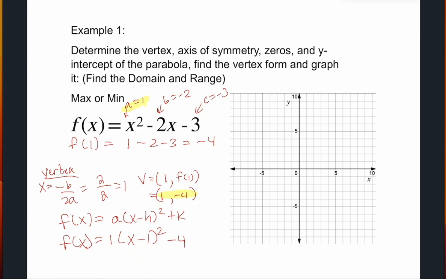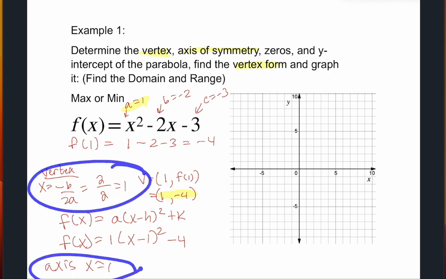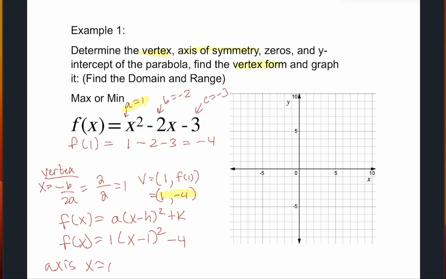So now let's think about everything we have. Okay, let's go on our list. We have the vertex. We have the vertex form. We do have the axis of symmetry, although I didn't really talk about it. The axis of symmetry is just what you see right here. The axis of symmetry is x equals 1. Okay. So we haven't found the zeros or the y-intercept yet.